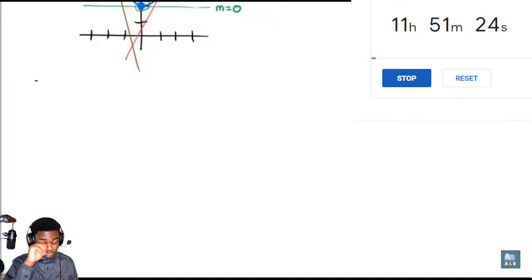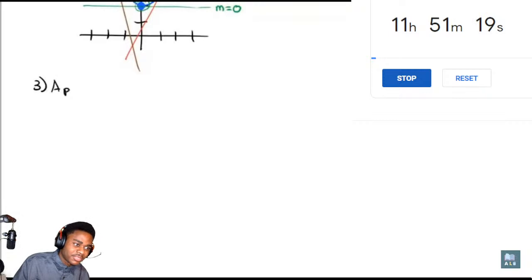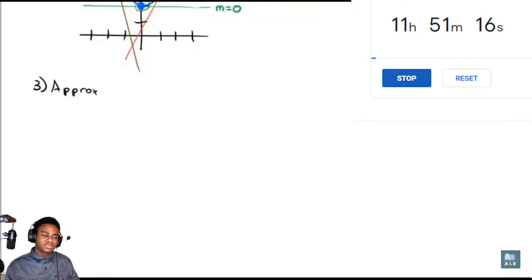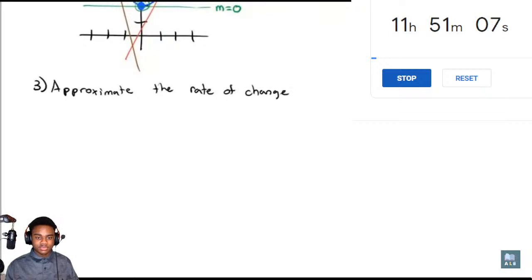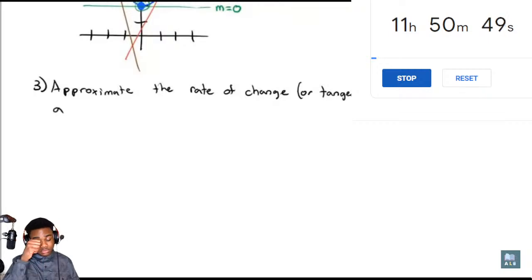To do that, we're going to set up another thing called the secant line. We can actually approximate the rate of change, or tangent line, with what we're going to call a secant line.